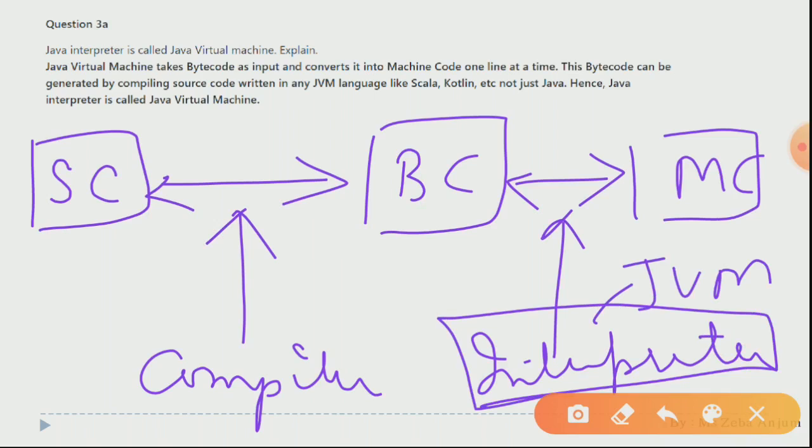Now, why is it known as your JVM? See, JVM takes this bytecode as an input and converts it into the machine code. Now this conversion can be done from any Scala, Kotlin, in any language. From any high level language, it can take this source code and convert it. So that is why it is basically known as your interpreter.